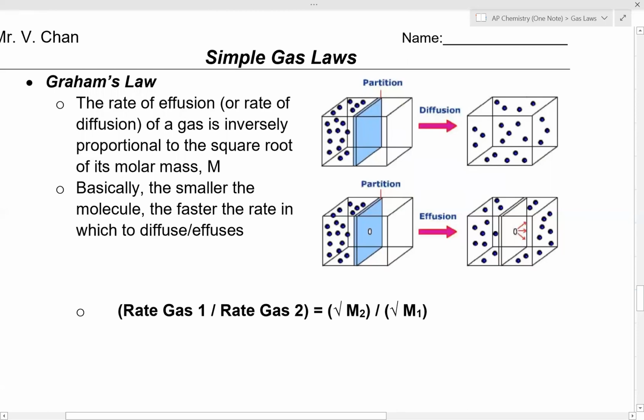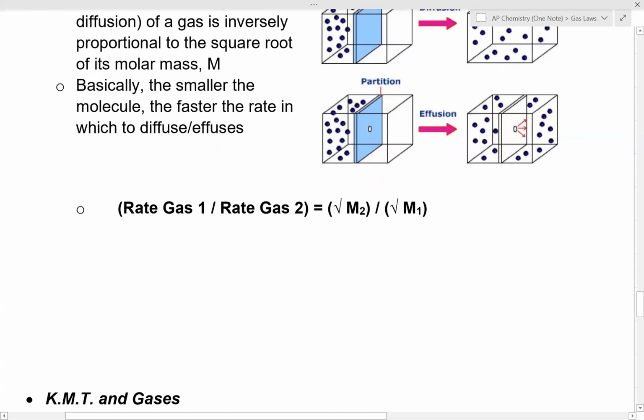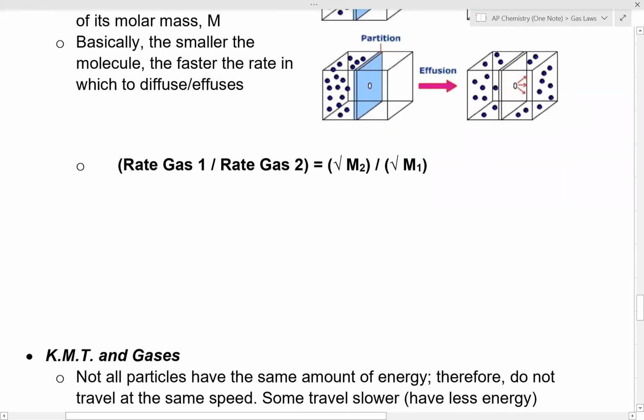Now, in this little diagram, you see the difference between diffusion and effusion. Diffusion is where you remove the barrier and the particles can spread out by themselves, while effusion has a pinhole leak for the gas particles to go through. So what is the formula for this? The rate of gas 1 divided by the rate of gas 2 is equal to the square root of the molar mass of gas 2 over the molar mass of gas 1.